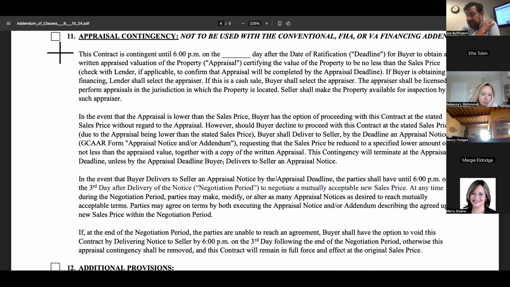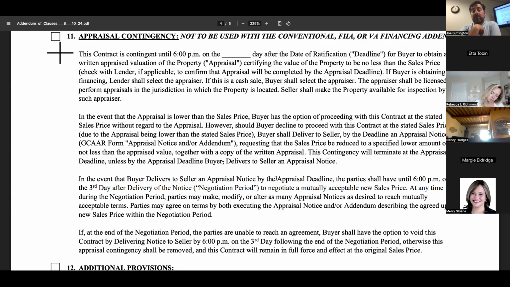11, appraisal contingency. So this is typically going to be for cash deals, could be for a hard money lender as well, not to be used with conventional, FHA or VA. So you don't need to add this onto your conventional, FHA or VA addendums. But if you do want to have a separate appraisal, this is the separate appraisal. And basically, buyer will have the appraisal done, and then if it's low, the buyer can ask the seller.